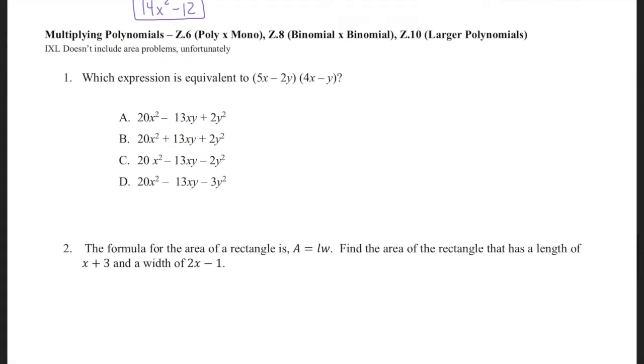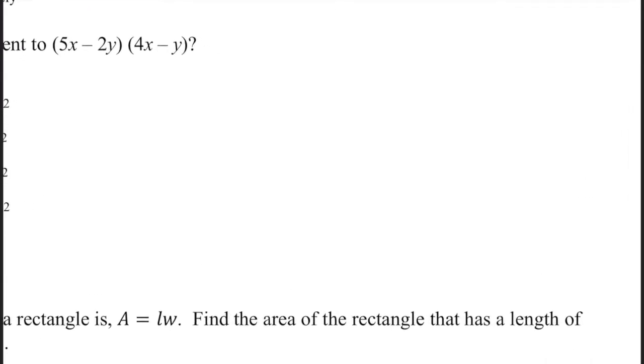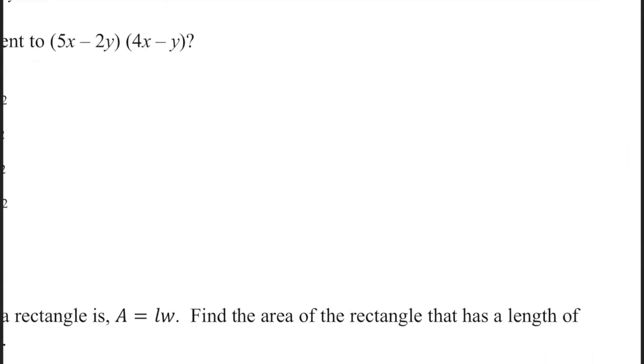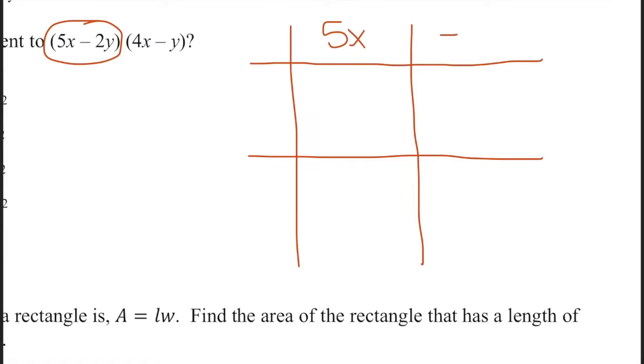Now we're multiplying polynomials. Which expression is equivalent to 5x minus 2y times 4x minus y? Okay, so remember that when you multiply polynomials, you use the box method. Except this time, instead of drawing the tiles, we're going to actually use the numbers we're given. So 5x minus 2y, 4x minus y. And you just multiply like it's a multiplication table.